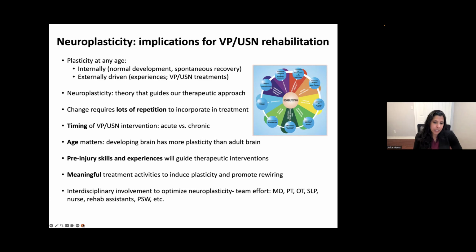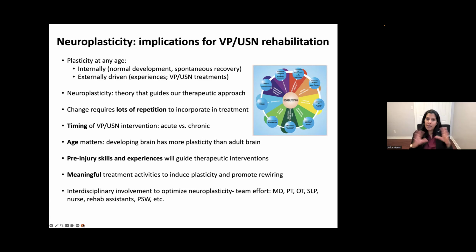In terms of pre-injury, of course, you really need to think about the client's existing pre-injury skills and experiences, as those pathways have already been created and can be connected during therapeutic interventions. The other thing that we'll talk about later on is that meaningfulness is very important. To really induce plasticity, you want to provide clients with more meaningful activities, as that was found to improve the plasticity and that rewiring of the brain.